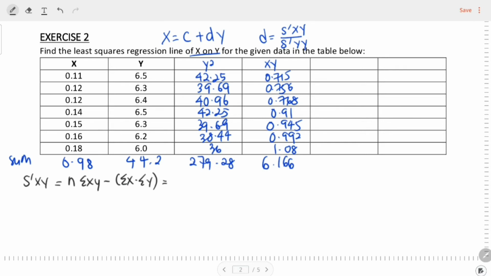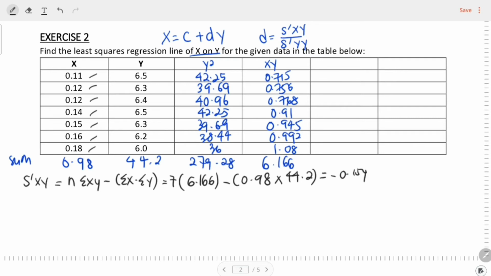Okay, so then substitute the values. So we have here 1, 2, 3, 4, 5, 6, 7. So 7 data points this time, so your n is 7. Okay, 6.166 is your sum of xy, minus sum of x, which is 0.98, multiplied by sum of y, which is 44.2. Okay, so this equals negative 0.154.